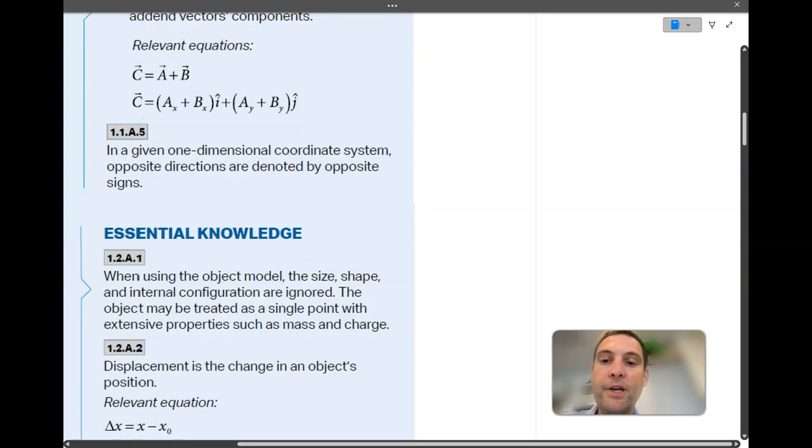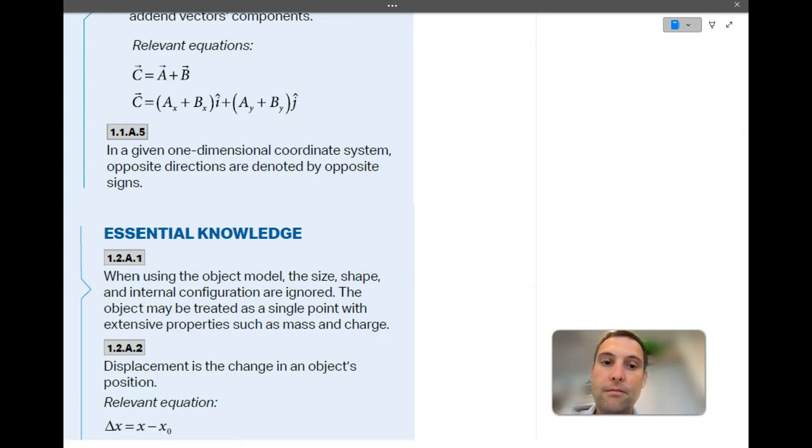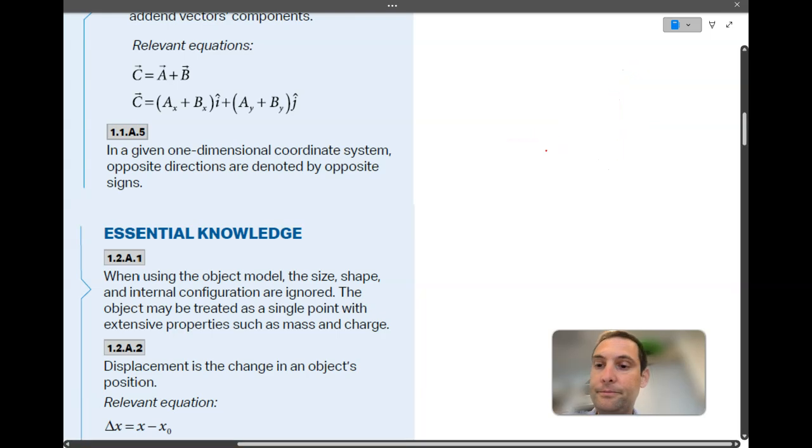In a given one-dimensional coordinate system, opposite directions are denoted by opposite signs. When you start a problem, you should already have in your mind what direction is positive and what direction is negative. Typically, we're going to take right to be positive, left to be negative, up positive, down negative. But sometimes you're going to find yourself saying, that's down, so down is our positive direction, and therefore our air resistance is in the opposite direction. Remember back from pre-algebra, the negative sign just means opposite.